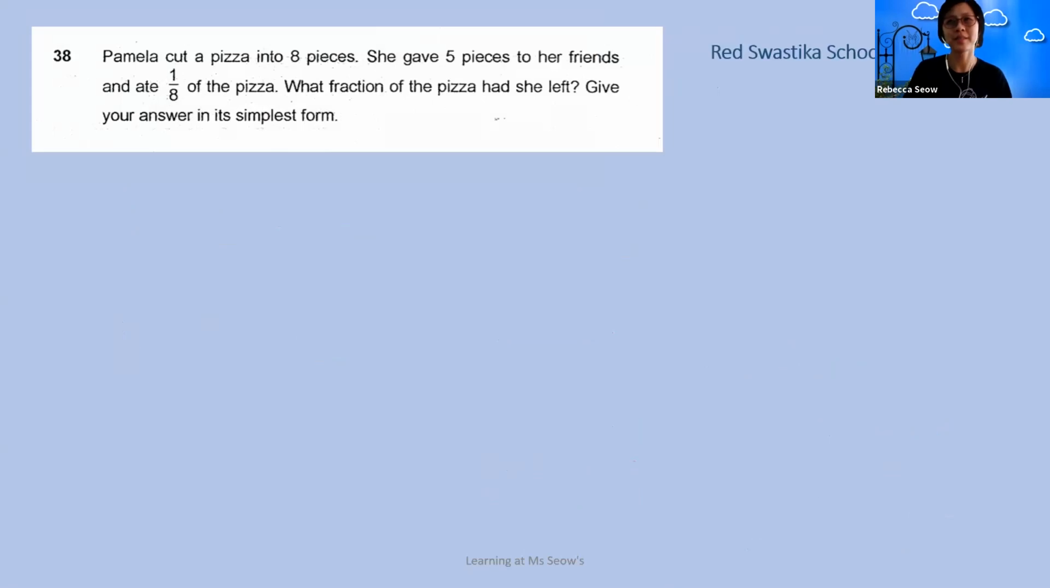This is taken from Red Swastika School, Primary 3, SA2 2018 paper. Now, Pamela cut a pizza into 8 pieces. She gave 5 pieces to her friends and ate 1/8 of the pizza. What fraction of the pizza had she left? So if she were to have a pizza, you could imagine this is what she has, and she's going to cut it into 8 pieces.